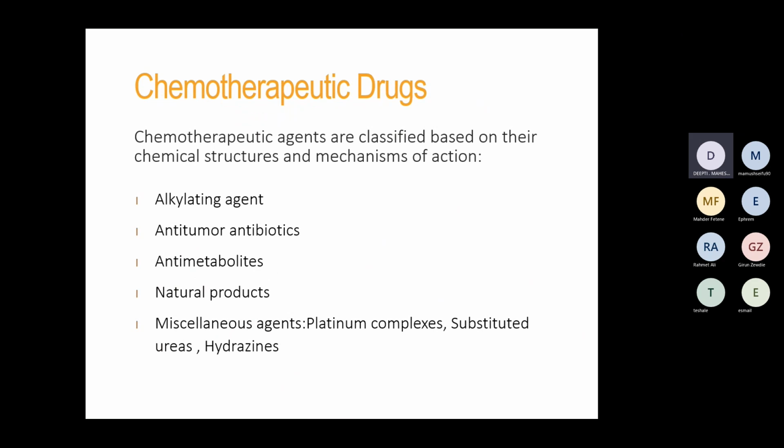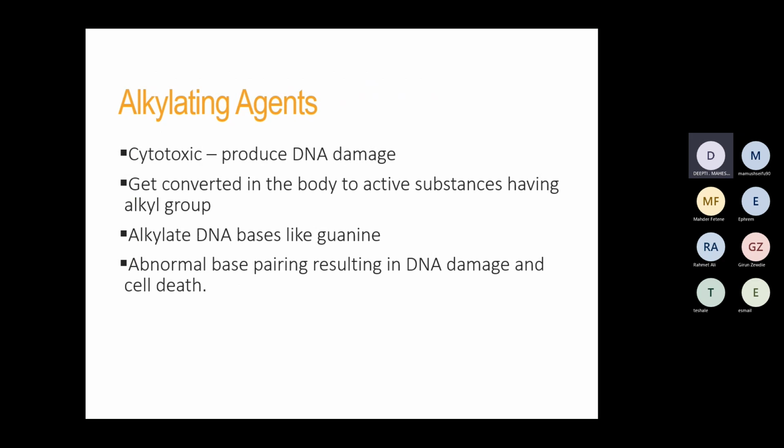So we saw about the principle of chemotherapeutic drugs. Now we have to understand the different types of chemotherapeutic drugs. They are broadly classified as alkylating agents, antitumor antibiotics, antimetabolites, natural products, and even miscellaneous agents. Now, alkylating agents. From the name itself, you can understand that these alkylating agents have an alkyl group.